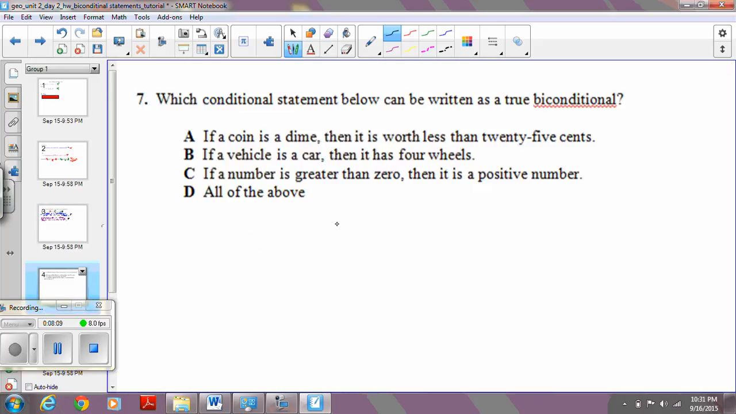Numbers 7 through 11 are multiple choice questions. However, you just need to make sure you're reading the question very carefully because I can guarantee you'll see problems like this on your upcoming tests. So number 7 reads, which conditional statement below can be written as a true biconditional? Which statement below could be written as a true biconditional?